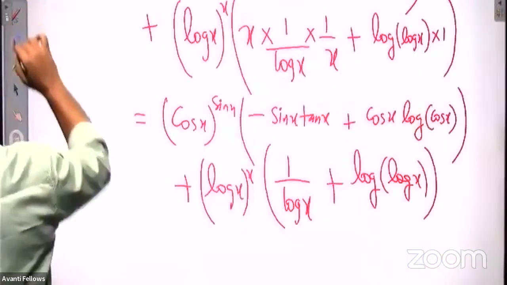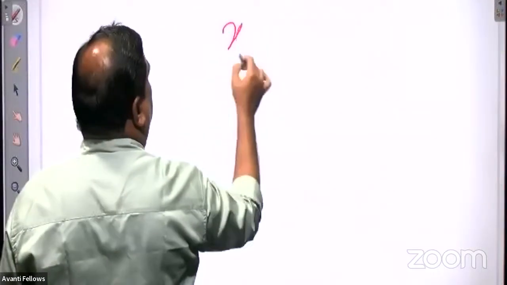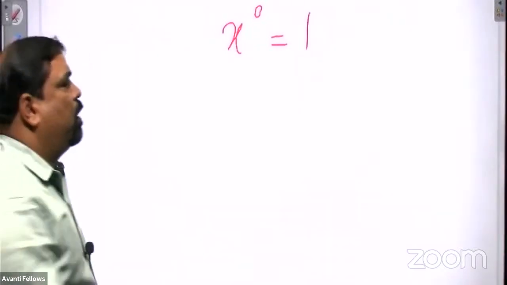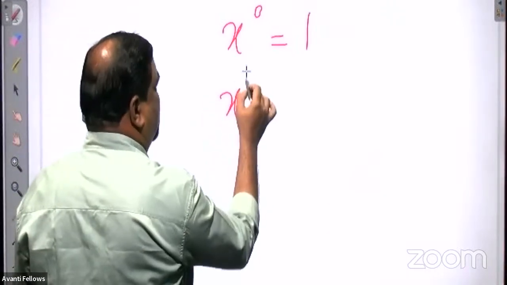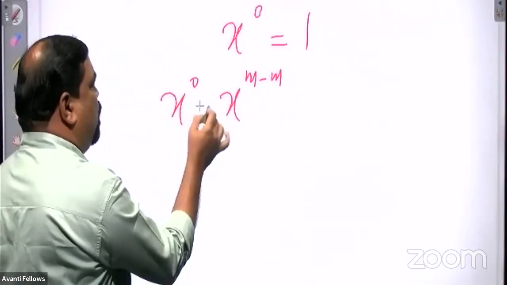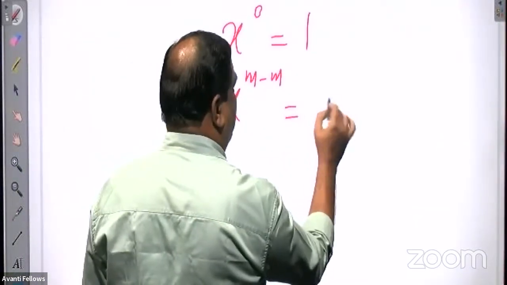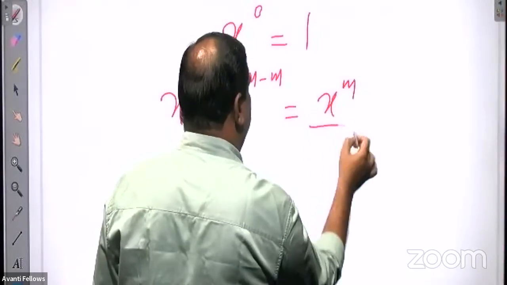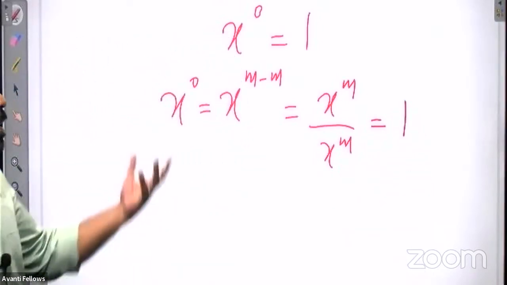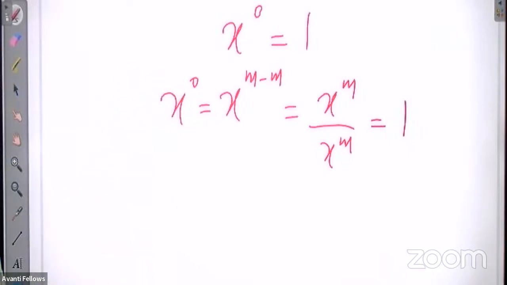From school classes, I think we have studied this property, x power 0 is equal to 1. I think it's very simple to prove actually. X power 0, the 0 you can write as m minus m. So x power 0 we can write as x raised to m minus m. And the exponential property says that x power m minus m is equal to x power m divided by x power m, and that is equal to 1. So very simple. You might have forgotten it from the lower classes. Anyway, x power 0 is 1.